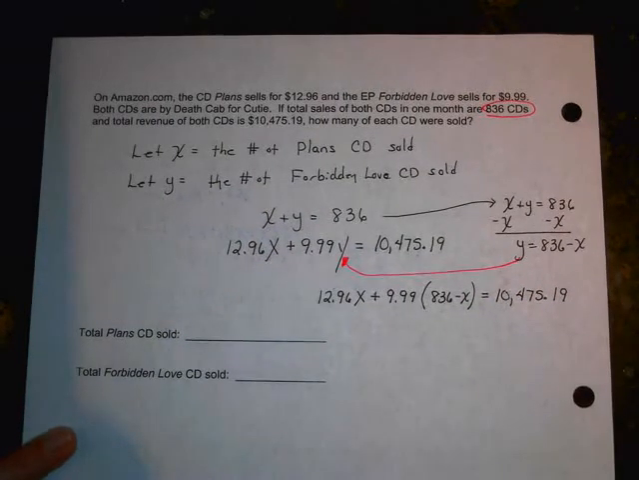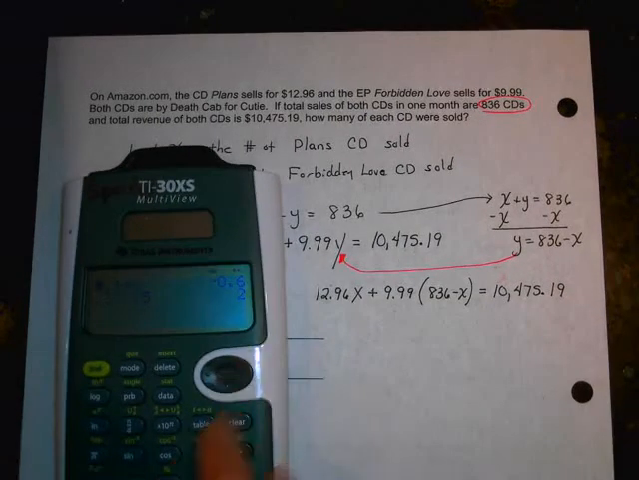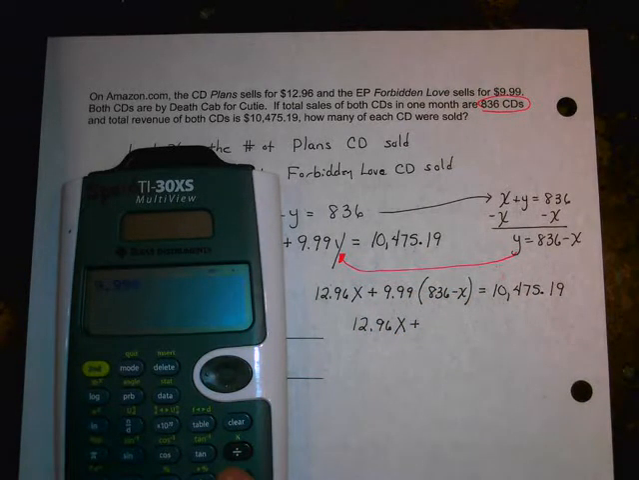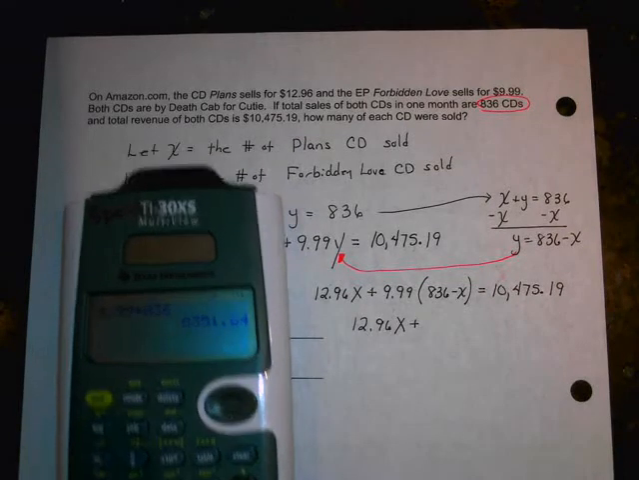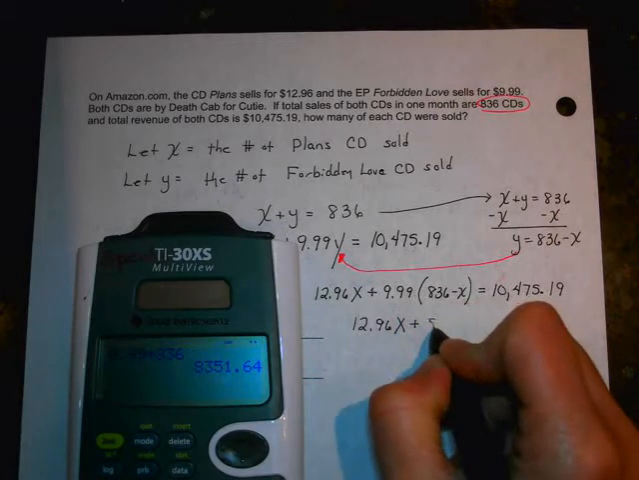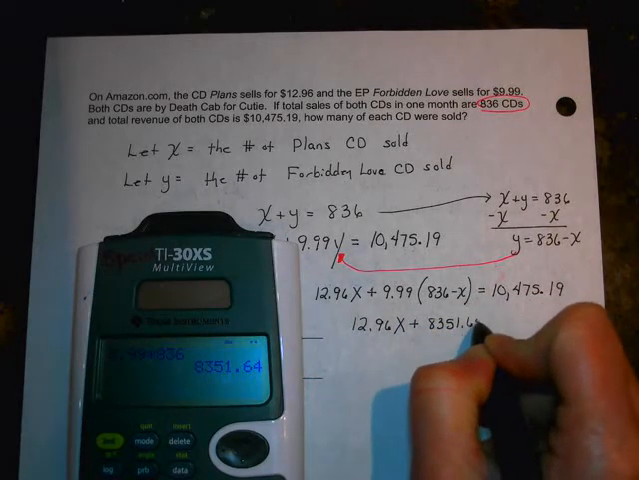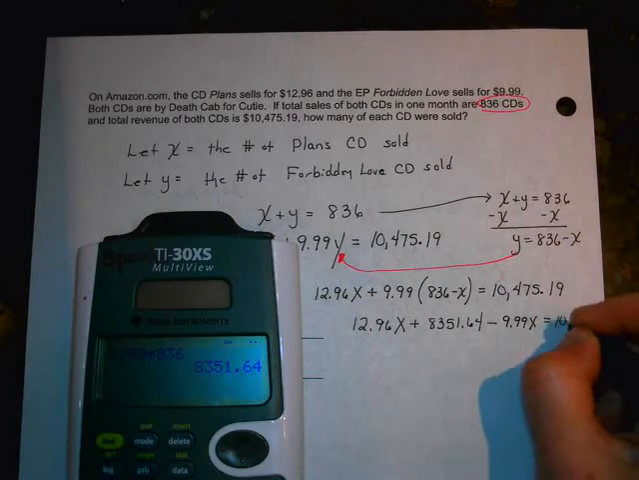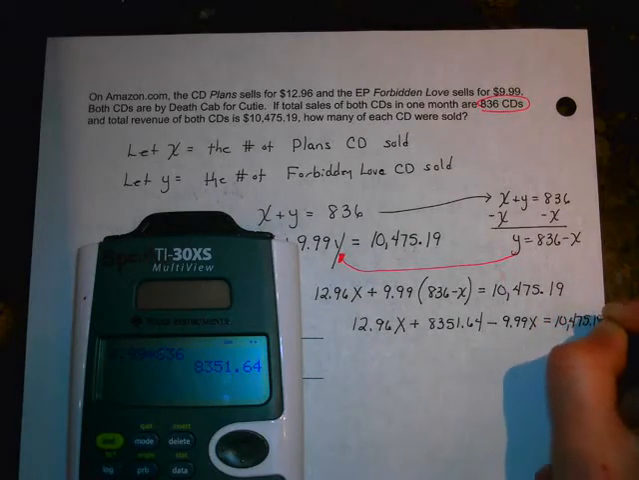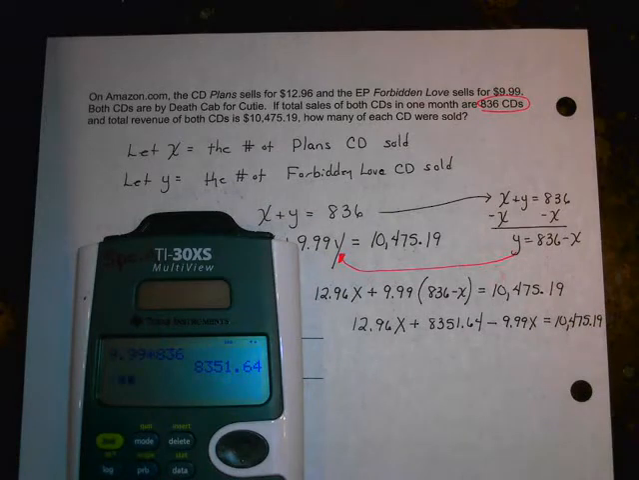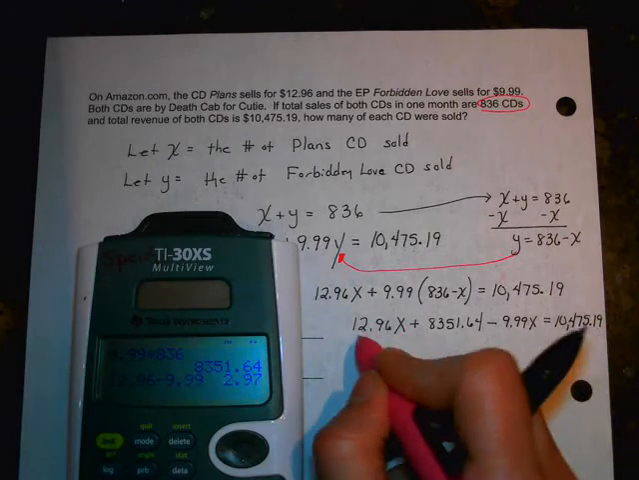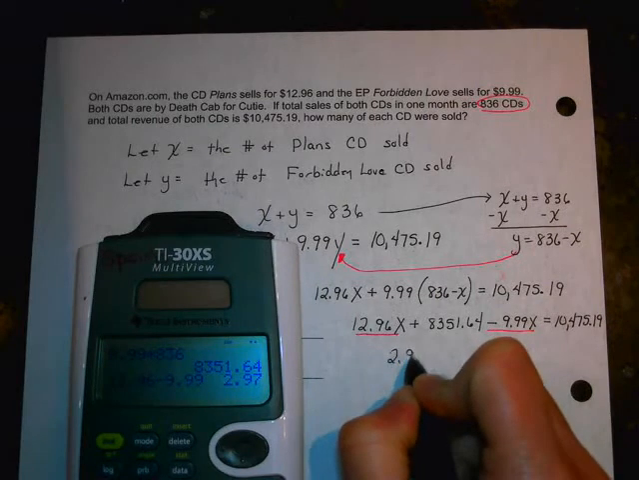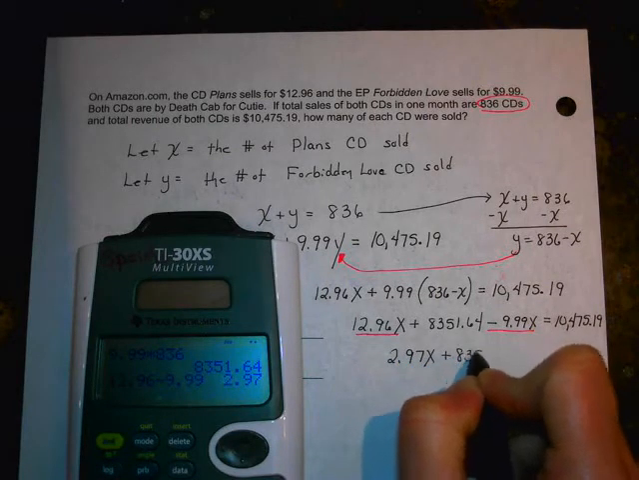Definitely going to need our calculator for this one. Okay, here we go. So 12.96x plus 9.99. Let's get rid of those parentheses. I did that on my calculator. I got 8351.64, and then minus 9.99x, and that's going to equal $10,475.92. So let's combine like terms. Let's combine this guy with this guy. So that gave me 2.97x.